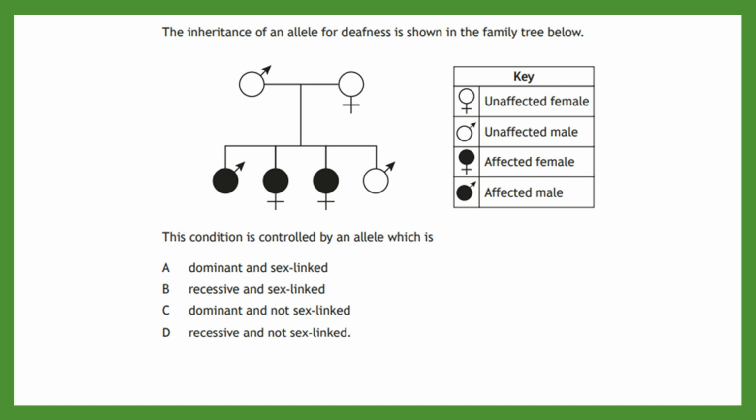In this example, we're told the inheritance of the allele for deafness is shown in the family tree. The condition is caused by an allele which is... So the answer is D, recessive, and we know this because neither parent has the condition, but they have a child that does. And we know that it's not sex-linked because we've got females with the condition, but the father does not have the disease.